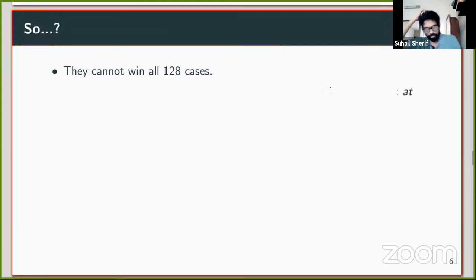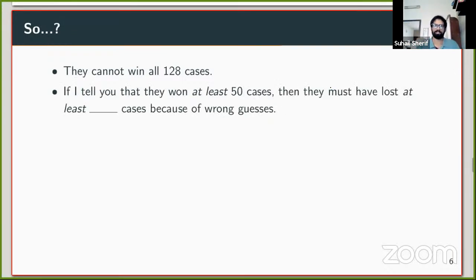But how about this? I'm going to tell you that I have a strategy which won at least 50 cases. So that means at least 50 cases have a correct guess. Somebody has guessed correctly in at least 50 of the cases. My question is, how many cases must they have lost because of wrong guesses?